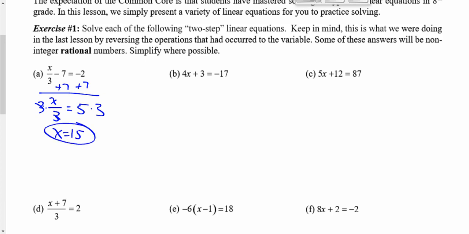Does anyone not understand how to do that? Did it confuse anybody there at all? You got that part or no? Okay.